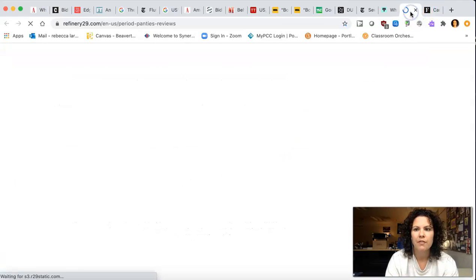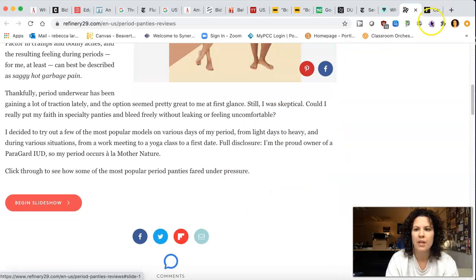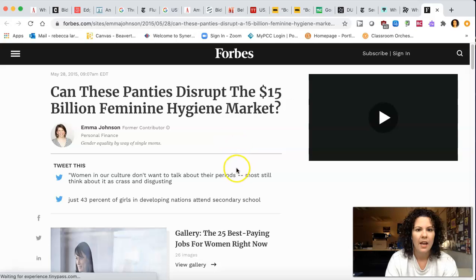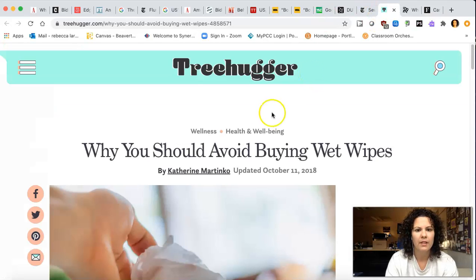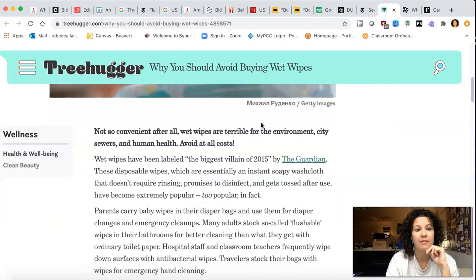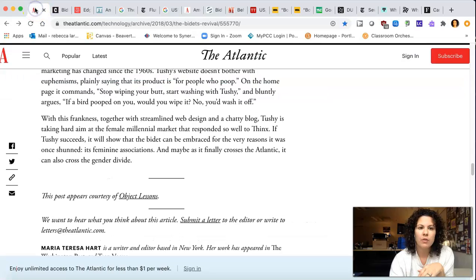So let me just click on a few of these as we go through, right? So we have the Thinx panties and the information about that. And yep, here we go. That too, but I thought there was one more in there. Yes, why you should avoid buying wet wipes, right? This is environmental. So looking at the research that we have here, I think it's really important for us to be thoughtful about the type of research we are using and how we can talk to it and pull it together.